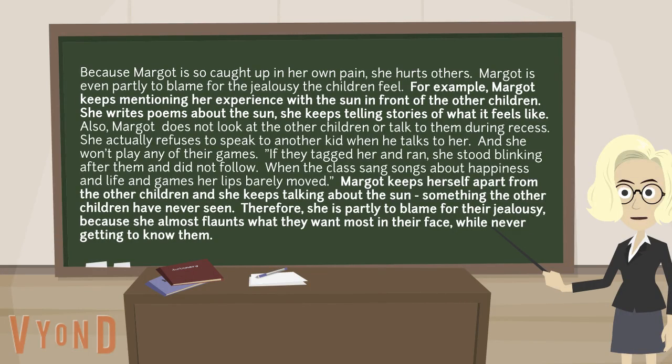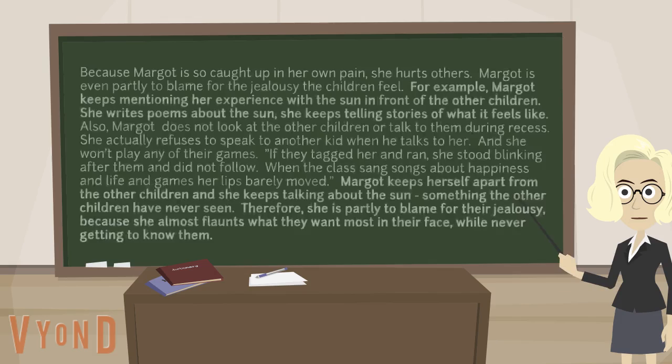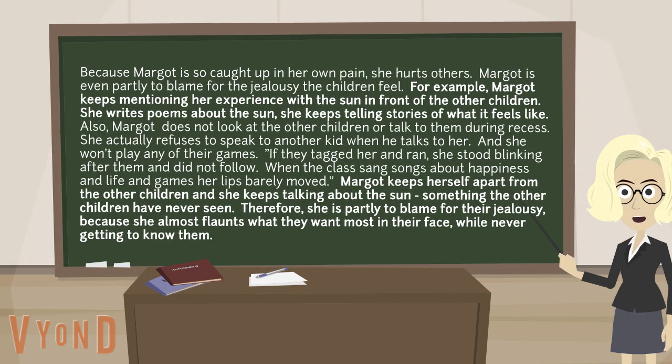Also, Margot does not look at the other children or talk to them during recess. She actually refuses to speak to another kid when he talks to her. And she won't play any of their games. If they tagged her and ran, she stood blinking after them and did not follow. When the class sang songs about happiness and life and games, her lips barely moved. Margot keeps herself apart from the other children, and she keeps talking about the sun, something the other children have never seen. Therefore, she is partly to blame for their jealousy, because she almost flaunts what they want most in their face, while never getting to know them.